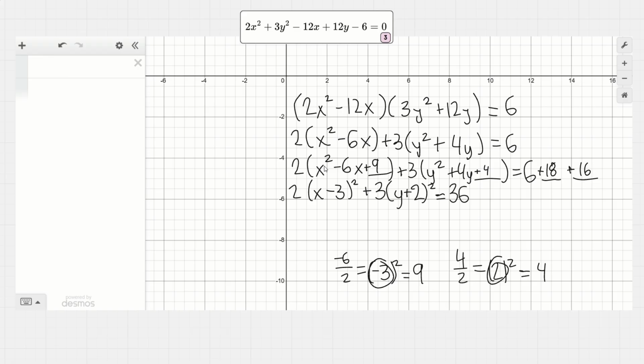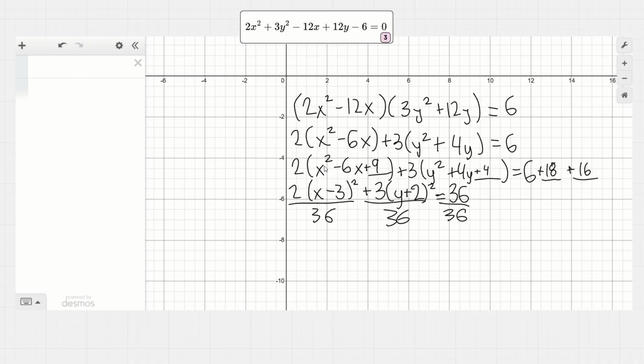Now let's ask ourselves, is this the standard form already? Remember, in the standard form of the ellipse, this will be 1. So how are we going to make that 1? We simply divide every single term by 36. So 36 divided by 36 equals 1. 2 divided by 36 will be 1 over 18. So we're not going to put 1 anymore.